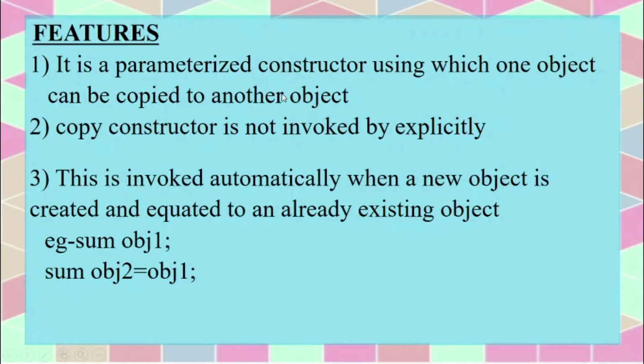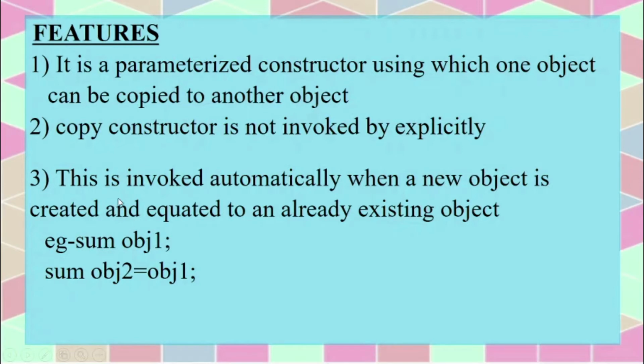Now let us see the features of copy constructor. So copy constructor is a parameterized constructor, using which one object can be copied to another object. In the syntax you have seen that one object can be copied to another object. Then, copy constructor is not invoked explicitly. In parameterized constructor you have seen the explicit call, so using the explicit call method we cannot call the copy constructor.